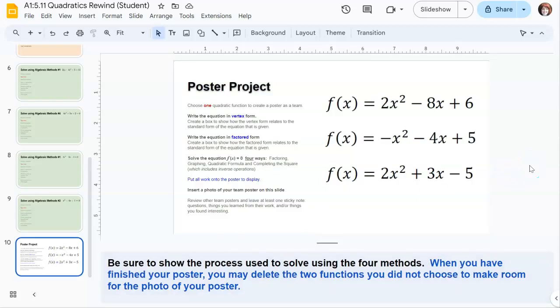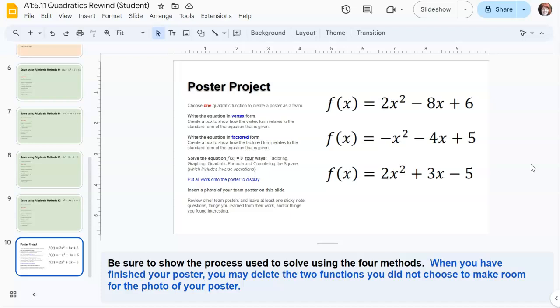Now, here are 3 equations. They will choose one of those equations. Now, from my experience, they end up playing with all 3 for a while before they make a choice, and I'm actually kind of hoping they do that because that gives them some more experience, more exploration, and that's good. So as a team, they will choose one of these functions to create a poster as a team. I have done these in pairs, and I've even done these individually, and I have work samples I will show you in your teacher slides of this exact project.